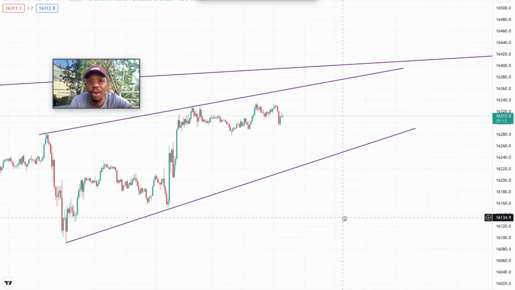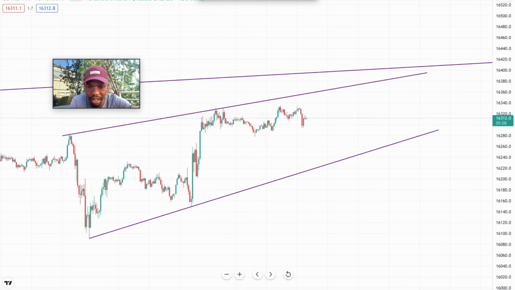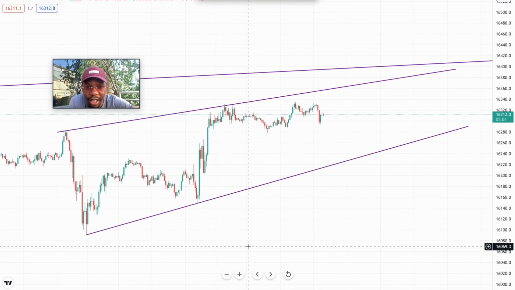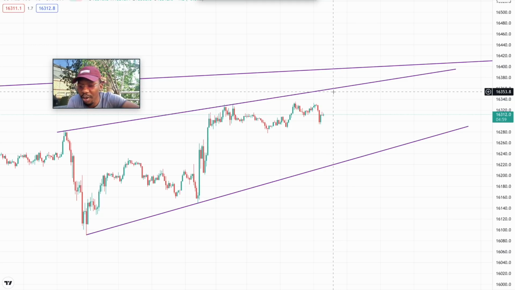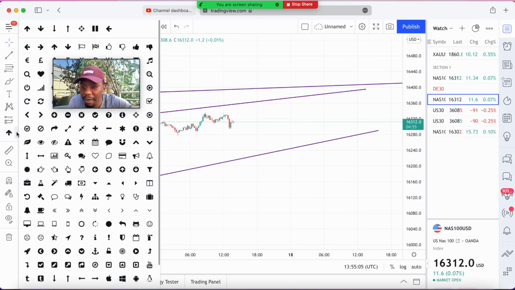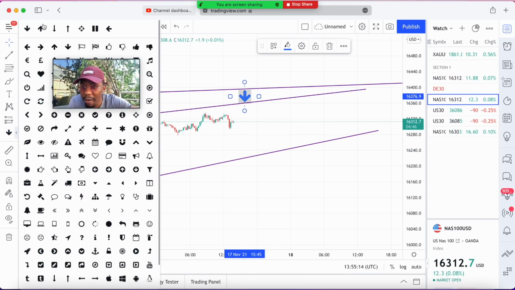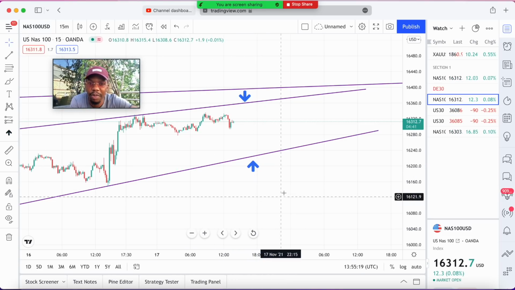You understand? So now we have isolated the price even further than what we did in the bigger time frames like the daily. So what you're going to do: if the price comes here at the top, you know what you must do. If the price comes at the top, you must what? You must sell, right? If the price comes at the bottom and you start seeing a rejection pattern, you know what you must do. You must start buying.